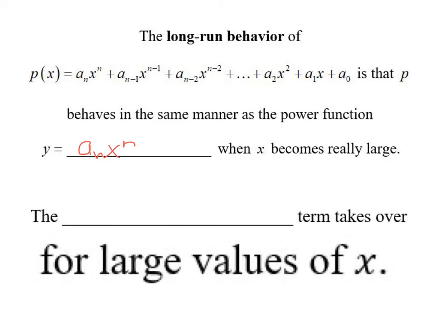And what we're saying here is that the leading term takes over for large values of x. How about that? Large words for large values of x, okay? That's what you've got to remember. So when we're talking about x heading out towards infinity, we can just ignore all these other terms and just pay attention to that leading term. Whatever that leading term is going to do, that's what the polynomial is going to do.